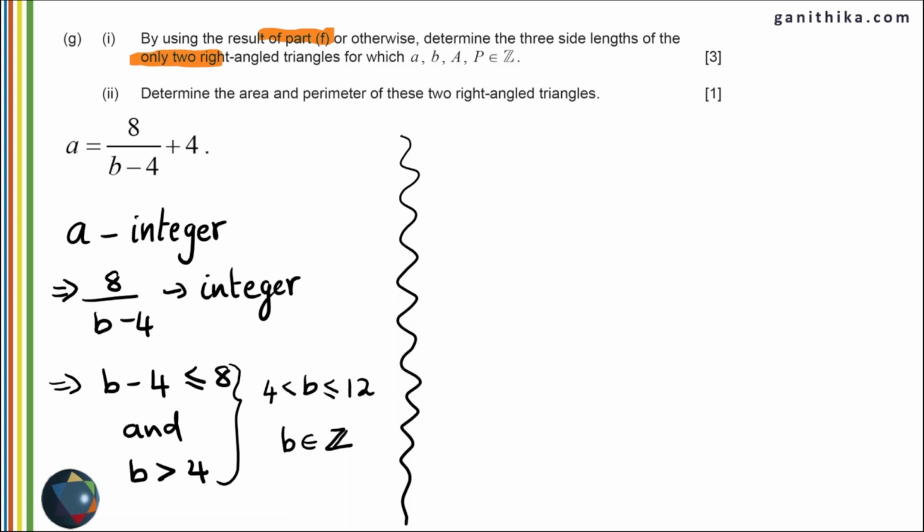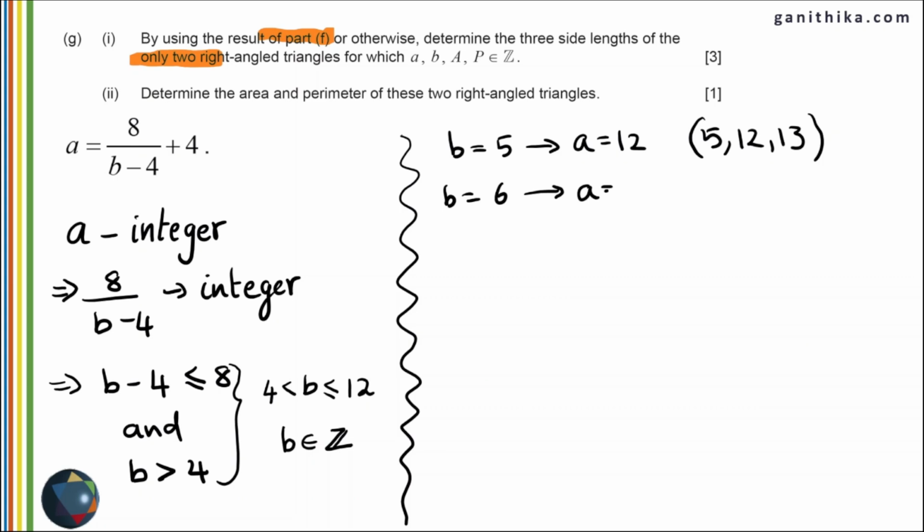So let's start substituting the values one by one. b equal to 5 gives you a equal to 12, which means the sides are going to be 5, 12 and 13. If b is equal to 6, a is equal to 8, and the sides are going to be 6, 8 and 10. And these satisfy the condition for right-angled triangles, but we need to go on for b values until 12. So pause the video here and find the values for a and b and the third side using other b values. For example, b equal to 7 will not give a as an integer value, therefore this is not possible.